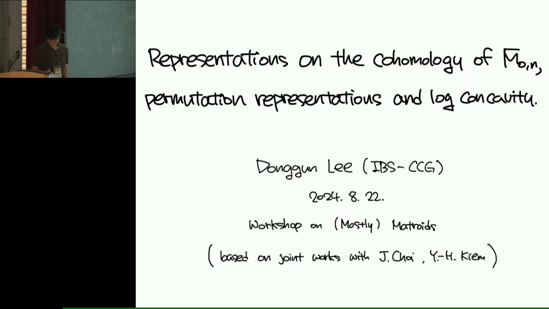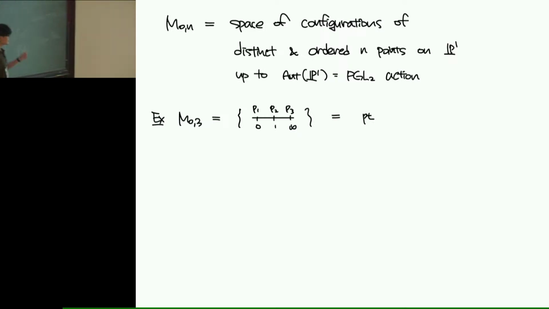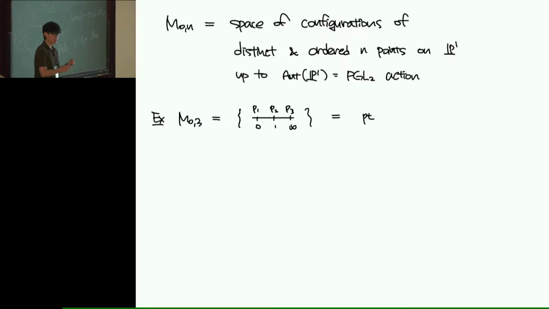I'll start with the definition of M0n. This is a space of configurations of endpoints on P1, which are distinct and ordered. And we consider all the configurations up to PGL2. So for example, when n is equal to 3, we can always move 3 distinct points on P1 to 0 and 1 and infinity by PGL2 action. So this is a point.